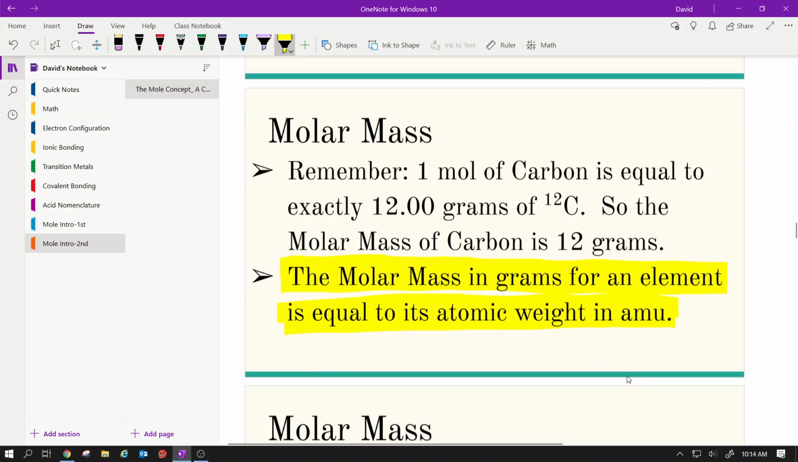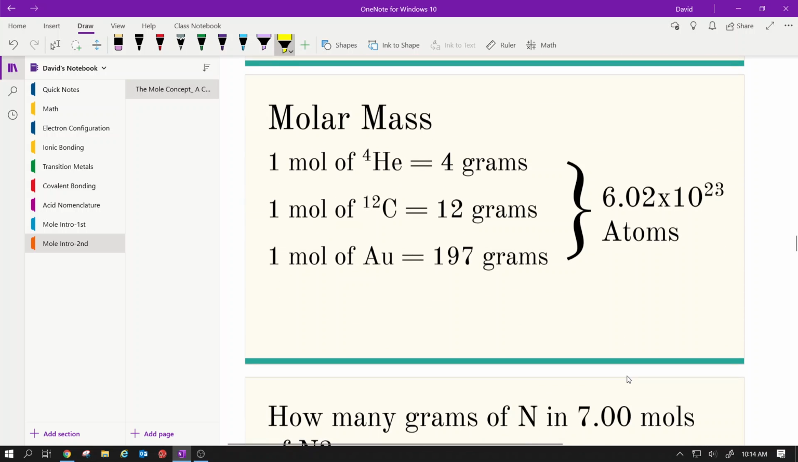Let's see. I want you to copy this whole slide. You see this part here where I wrote the isotope number? You don't have to write that. If you just want to say 1 mole of helium is 4 grams and 1 mole of carbon is 12 grams, you can. And 1 mole of gold is 197 grams. But here's the deal. All of those are 6.02 times 10 to the 23rd atoms. So all of those, even though they have different masses, they're the same number of atoms.